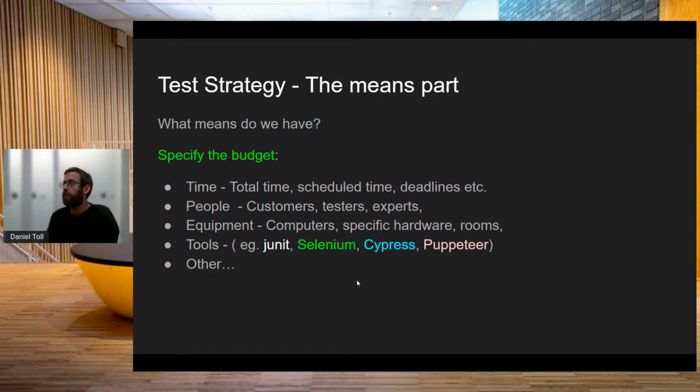Maybe we want to do beta testing with customers, or we want to have acceptance testing with a customer. Then maybe, okay, we need access to these things. So they are part of our means.